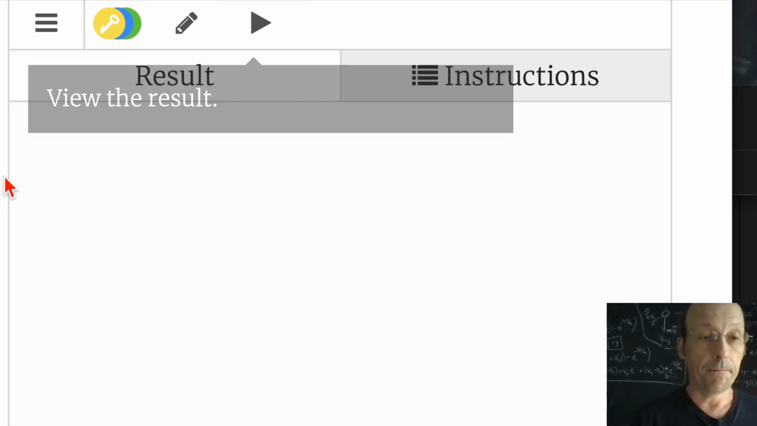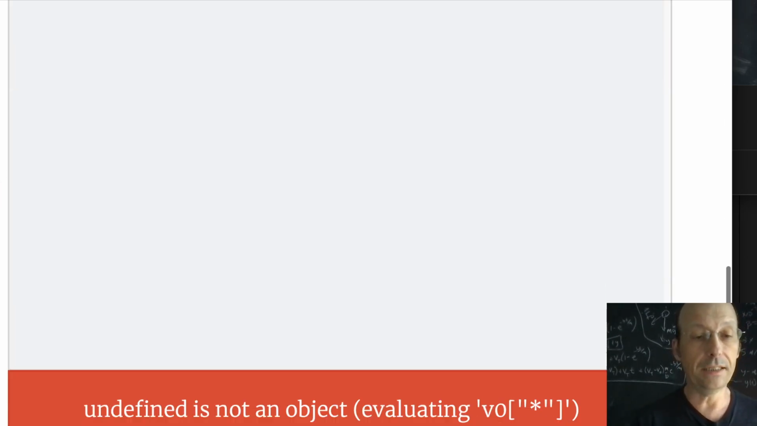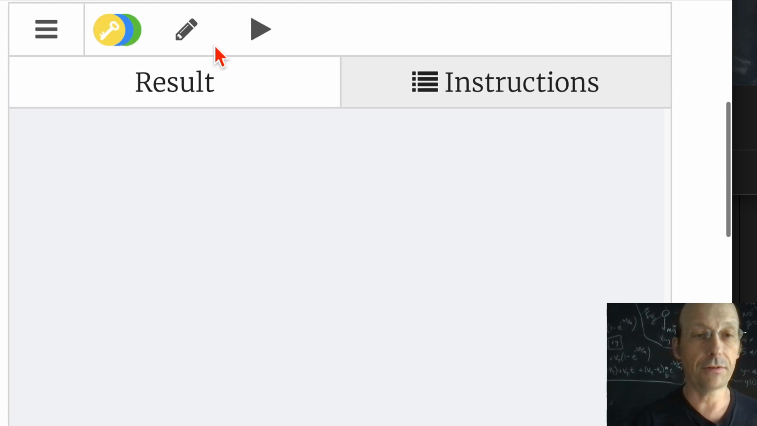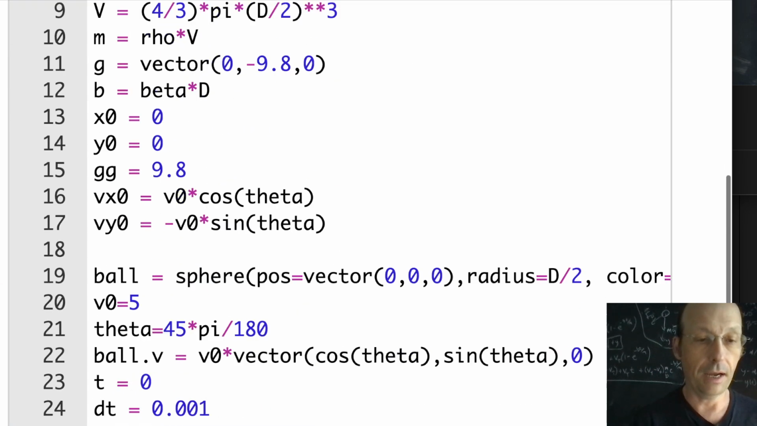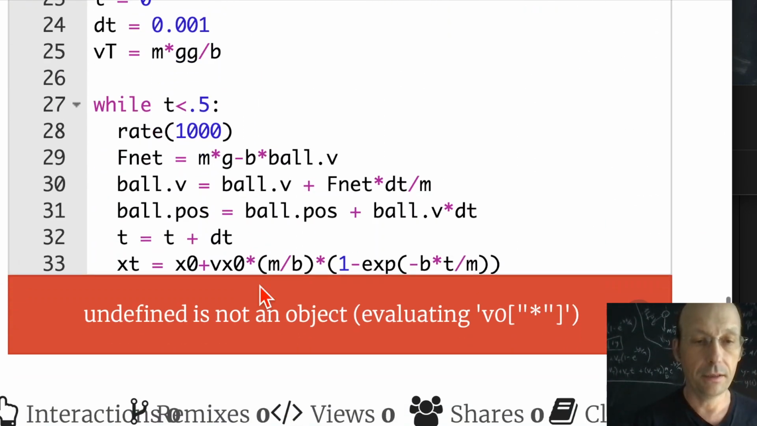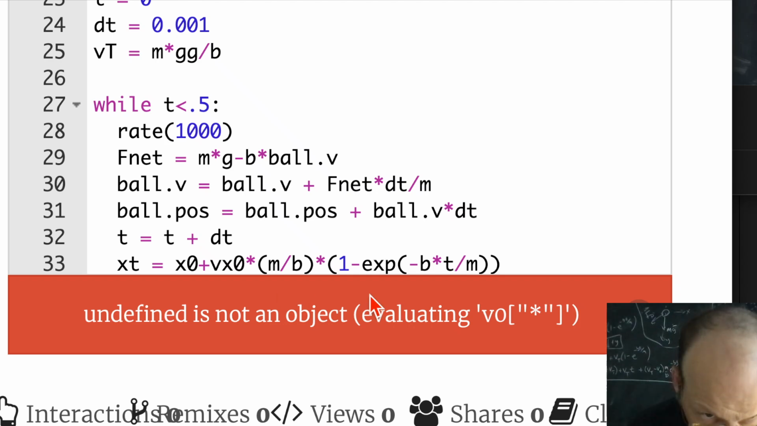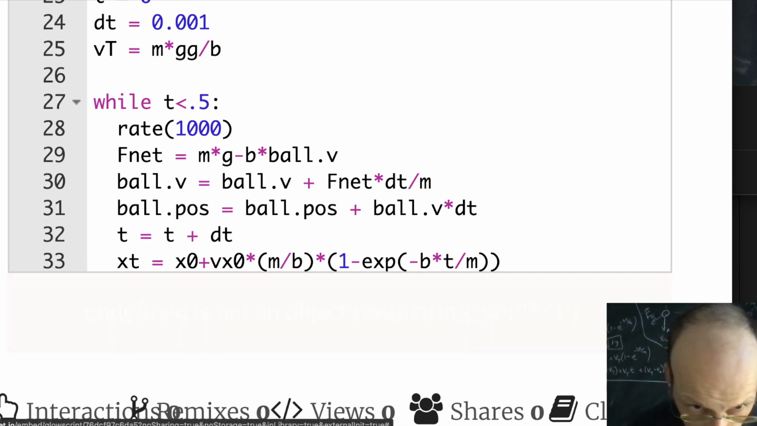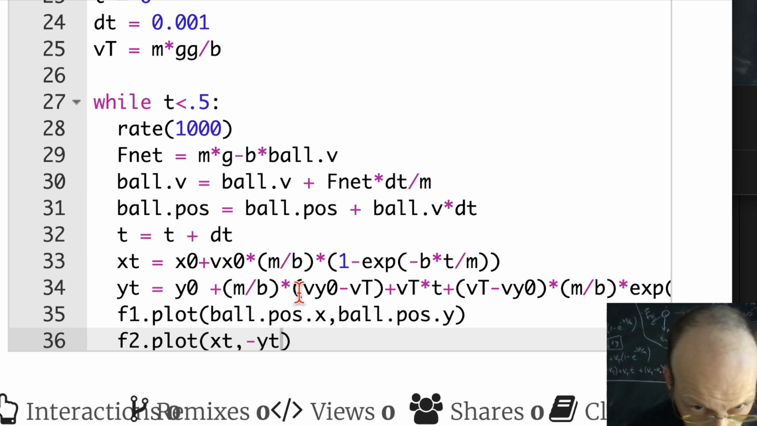Okay, here we go. Ooh, see? Didn't work. Undefined object. Okay, I just missed an asterisk, I think. I can handle that. Undefined object. Okay, go away. VT. Where was the undefined object?